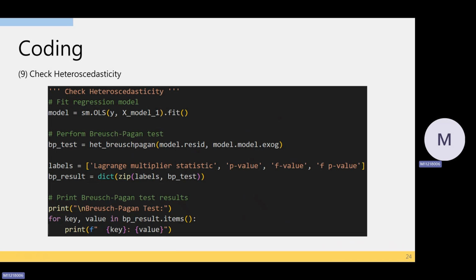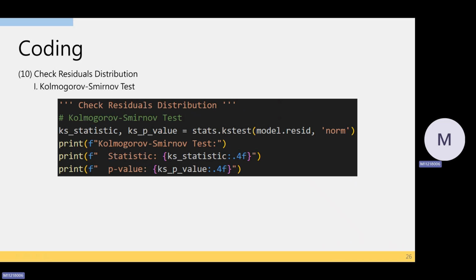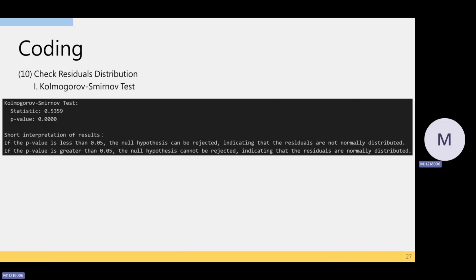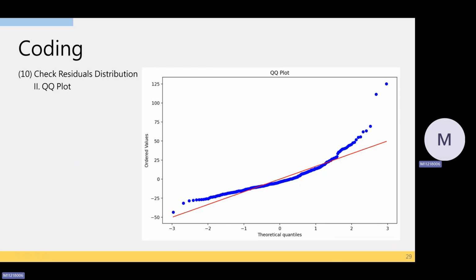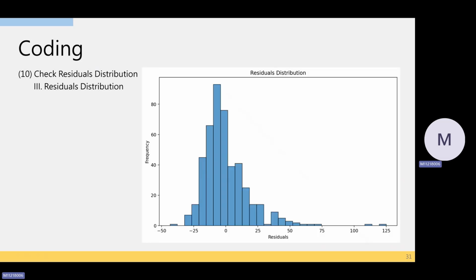We check heteroscedasticity by performing BP test. We can see the BP test p value is 0.005. And here's the short interpretation of results. If the p-value is less than 0.05, the null hypothesis can be rejected, which means the presence of heteroscedasticity. Then we check residuals distribution by KS test. And the KS tests indicate that the residuals are not normally distributed. So we draw a plot and see there are two extreme values. So we need to deal with it, maybe drop them in the future. And we draw the plot to see the residuals distribution. And we can see there are two extreme values.